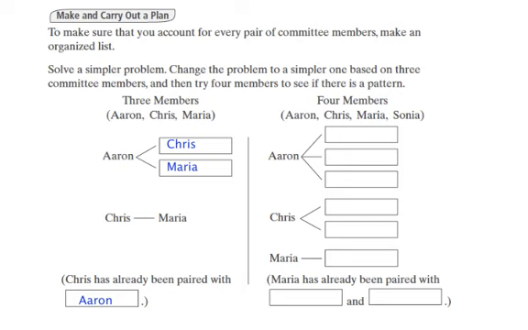When there are 4 members, you could have Aaron and Chris, Aaron and Maria, Aaron and Sonia. You could have Chris and Maria, and Chris and Sonia, and you could have Maria and Sonia. Maria has already been paired with Aaron and Chris, so you don't need to list them again. So when you have 4 members, there are 6 possible combinations.